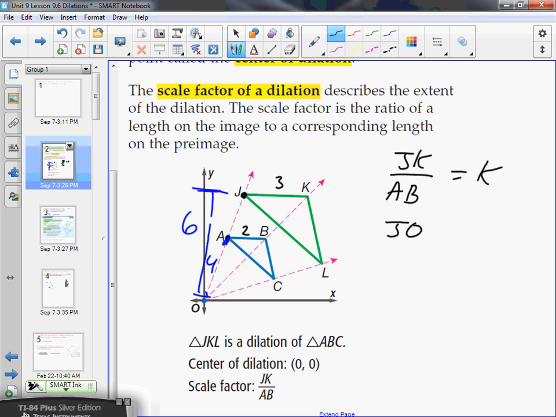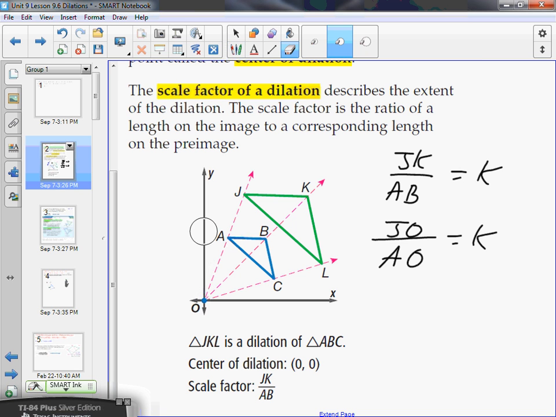JO is the distance from J to the center of dilation. AO is the distance from A to the center of dilation. It equals the same thing. Okay? So, we make up different numbers. If the scale factor is 5 to 3, if the distance from J to O is 10, what's the distance from A to O? 6, so that you would have the same ratio. Does it make sense?